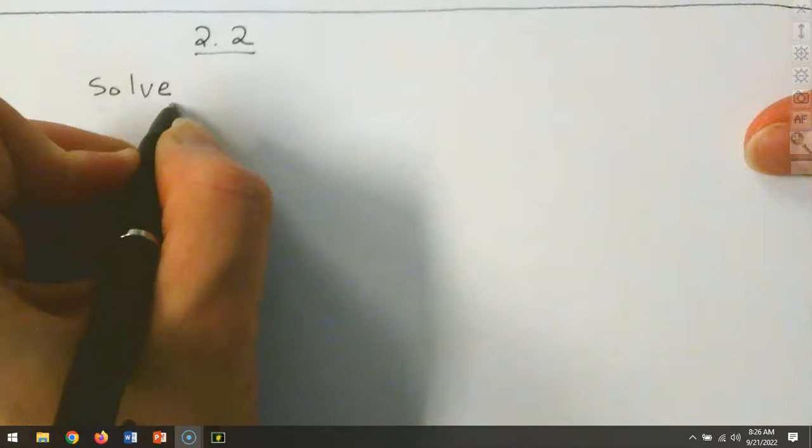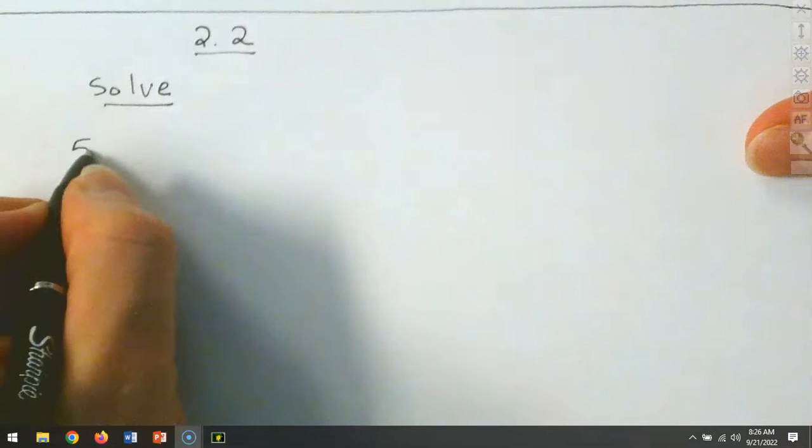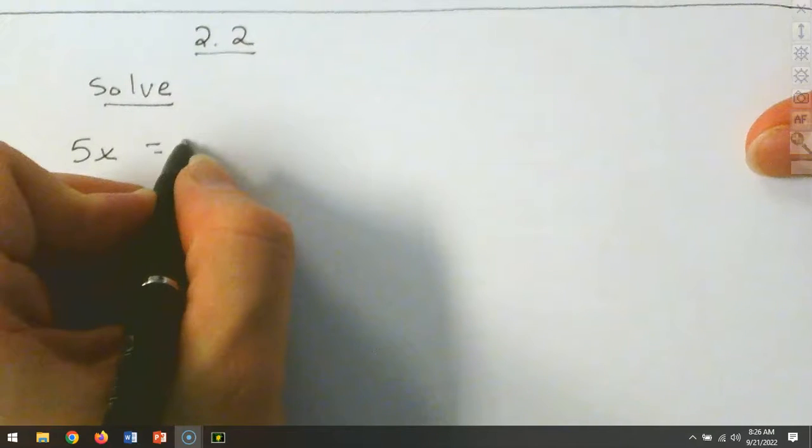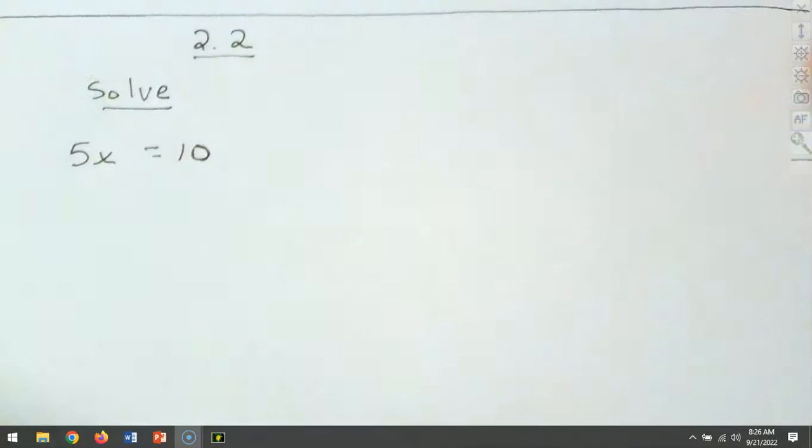So let's start off with a very, very basic one. Okay. 5x equals 10. How would you solve this equation here? 5x equals 10. Well, what do we need to do? Okay, we need to get the x by itself. I am not going to subtract 5 off, right? Why am I not going to just subtract 5 off? Because how does the 5 go with the x? Okay, the 5 is in front of it.